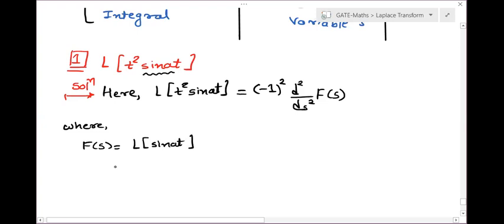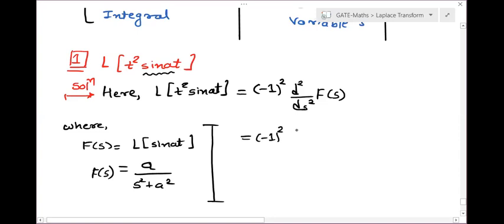Now what is the formula of Laplace of sine at, students? It is a divided by s square plus a square, right? So Laplace of sine at is a divided by s square plus a square. So this is your f of s. Now let us put this f of s over here. So it is minus 1 square, d square by ds square of a divided by s square plus a square.